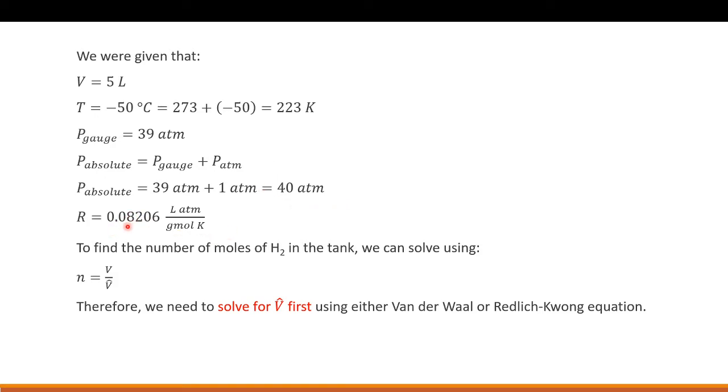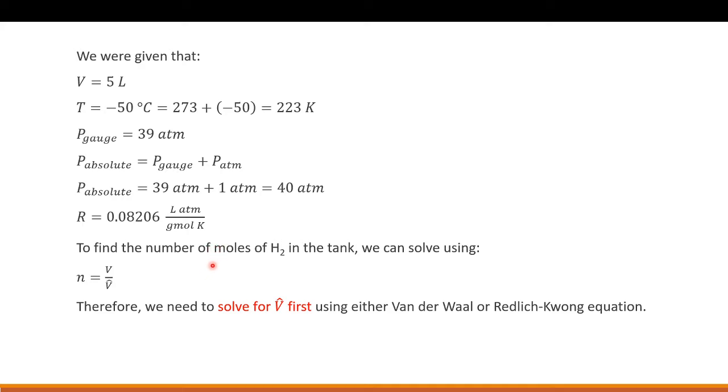R is 0.08206. The R in this question is different from the previous questions because we are using a different unit. So how do you determine which R to use, which unit to use? That is based on your problem, the question. If the problem uses Kelvin, atm, and gram mole, then you use this gas constant.